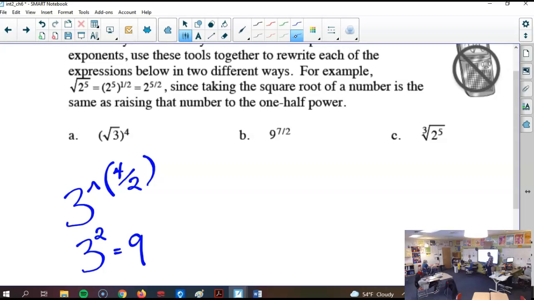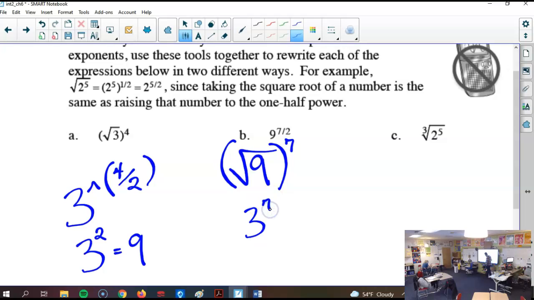What about B? Square root of 9, right, to the 7th power. And we said that order doesn't really matter, so 2 to the 7th. So I guess we could kind of do 9 to the 7th power under the square root also if we wanted to. Yeah, this is a better way to write it. Right, so this becomes 3 to the 7th.